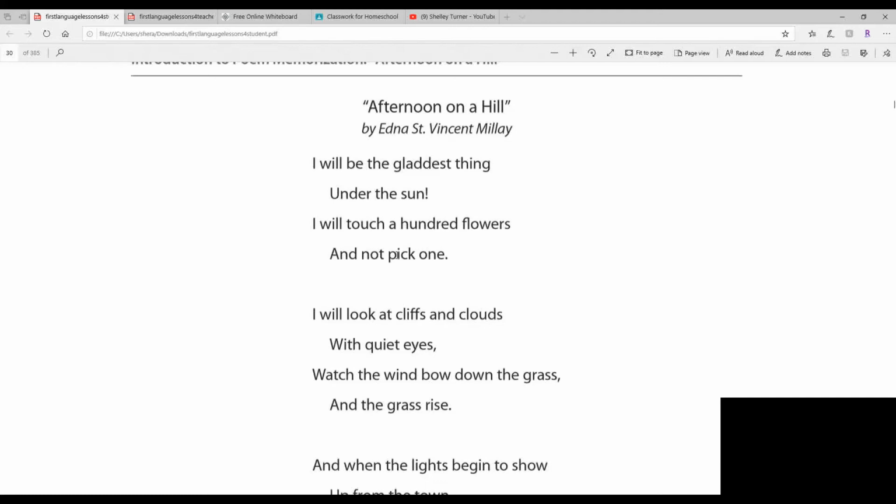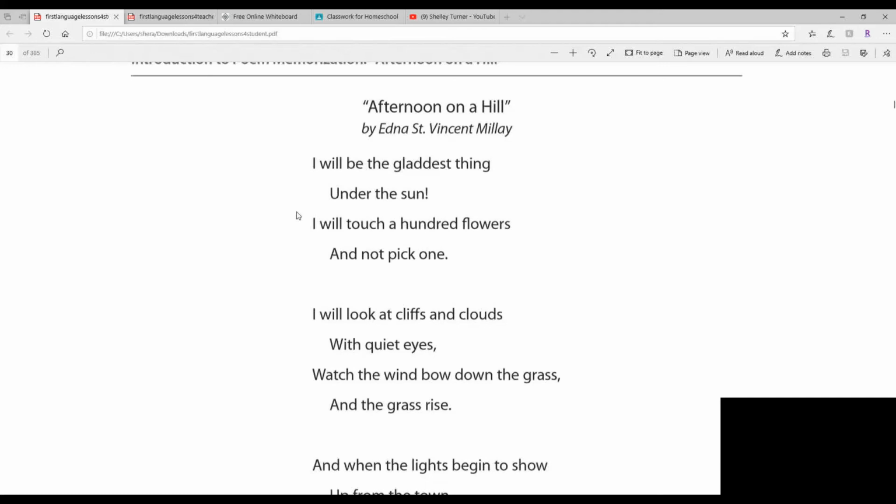I love poetry. I've always loved poetry. The thing about it is poetry does not have paragraphs. Paragraphs are only for prose. Poems have stanzas, okay? So this poem has 3 stanzas. I want you to look at what's uppercase in each one.